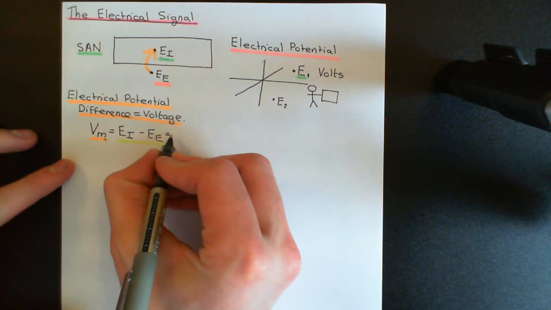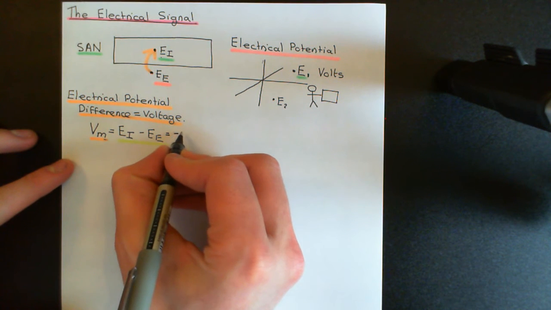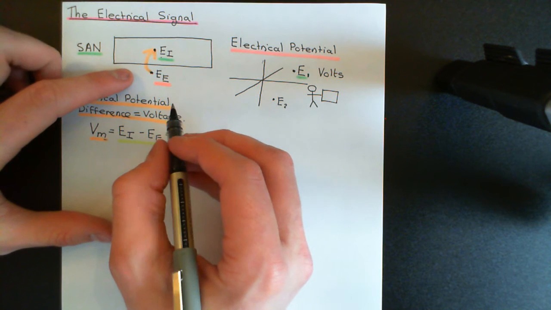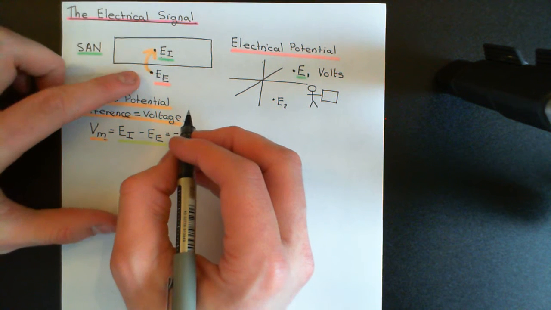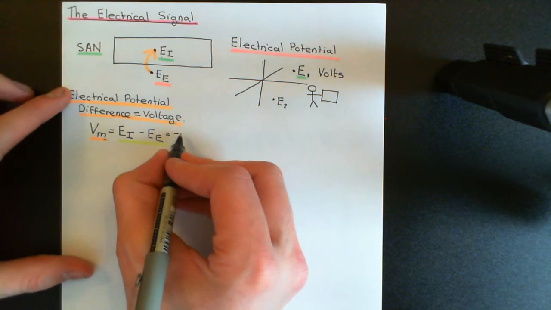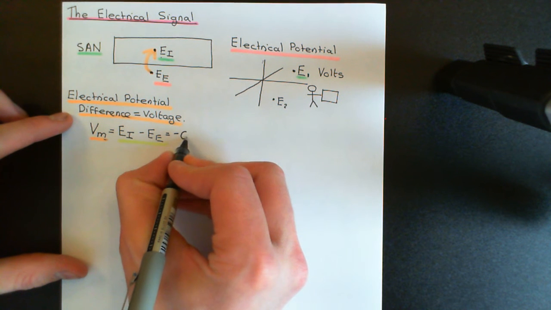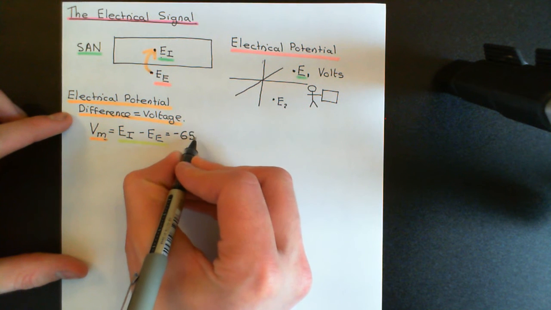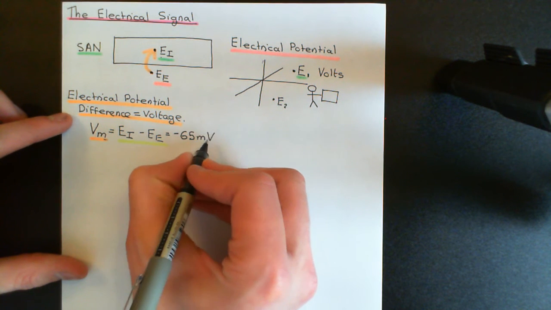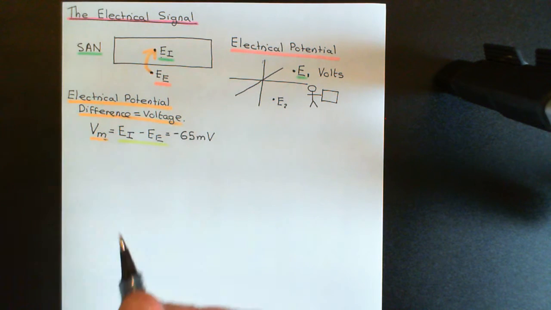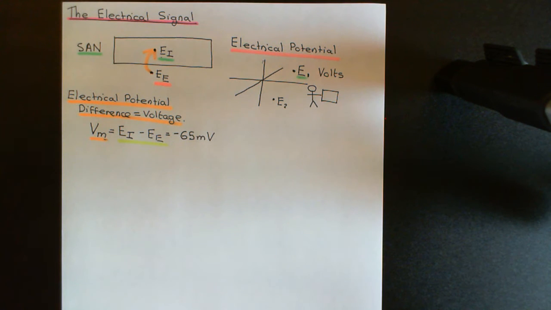And across a sinoatrial node cell, and indeed across loads of cells in the body, because most cells in the body have an electrical potential difference across their cell membrane. I think it's actually all cells in the body. Okay, across most cells in the body, the electrical potential difference is negative 65 millivolts. And indeed for the sinoatrial node cells, it's going to be that, or around there.